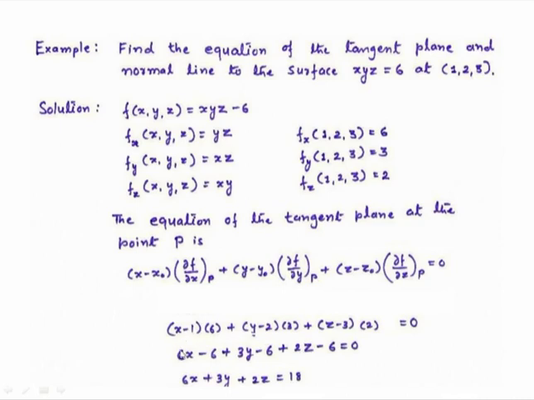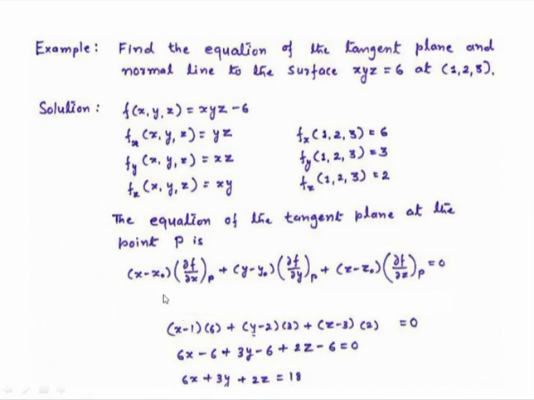Simplifying this, 6x minus 6 plus 3y minus 6 plus 2z minus 6 is equal to 0. This minus 6 minus 6 minus 6 becomes minus 18, and it is taken to the right hand side, so it will be plus 18 on the right hand side, and the remaining on the left side is 6x plus 3y plus 2z. So finally the equation of the tangent plane is 6x plus 3y plus 2z is equal to 18.